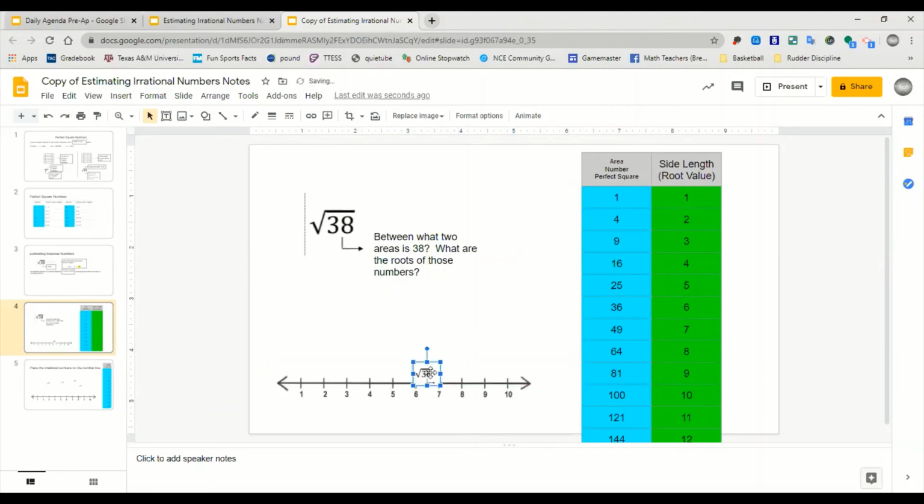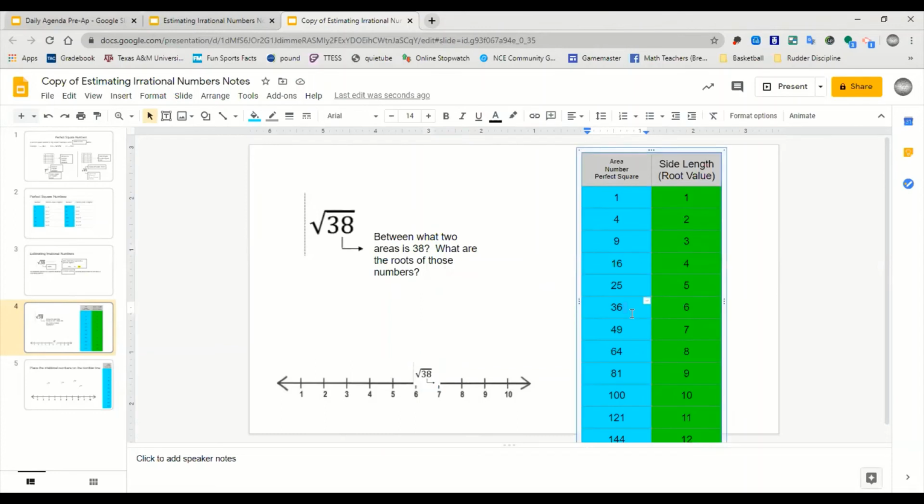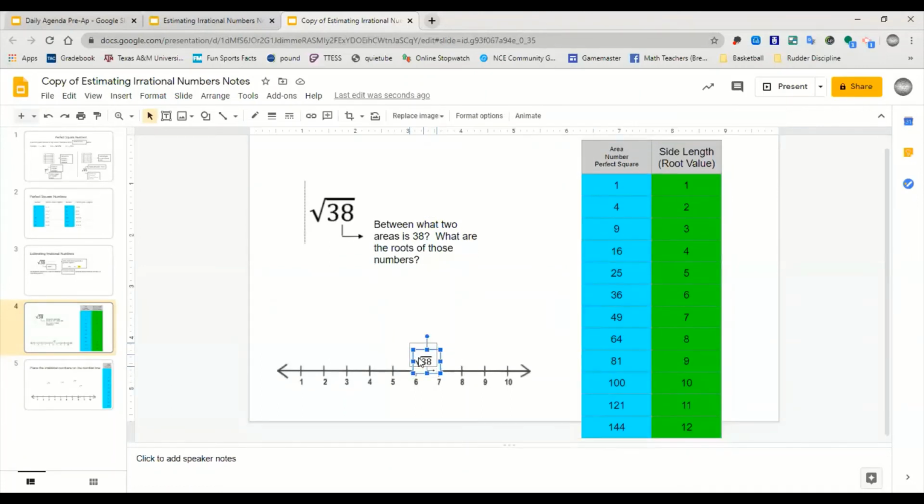And like Chase was saying, he took it a step farther because he's saying, well, I know it's closer to 6 than it is to 7 because 38 is only two values away from 36 and it's 11 values from 49. So I really could put it almost right above 6. It's like 6.14 something. So it is really close to 6.